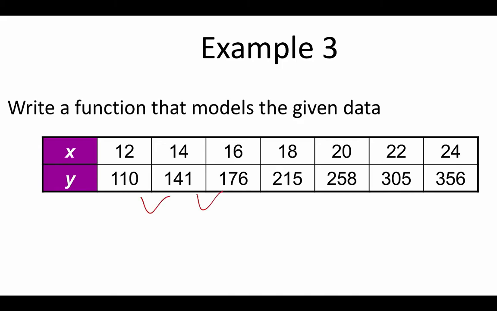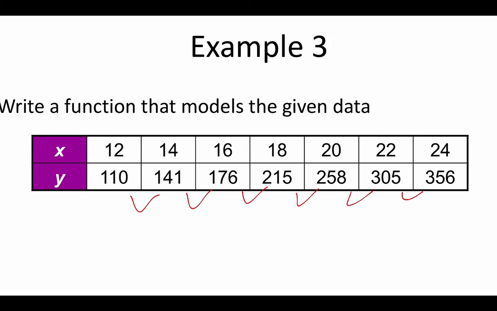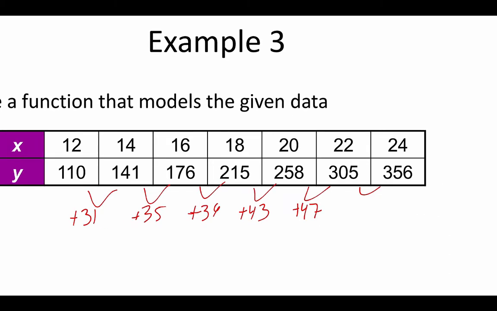Looking at our first differences in the y values, going from 110 to 141, that's plus 31. From 141 to 176, that's plus 35. 176 to 215, that's plus 39. From 215 to 258 is plus 43. From 258 to 305, that's plus 47. And from 305 to 356, that's plus 51. So those aren't constant, not linear.